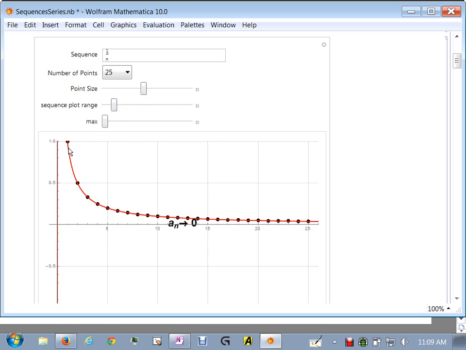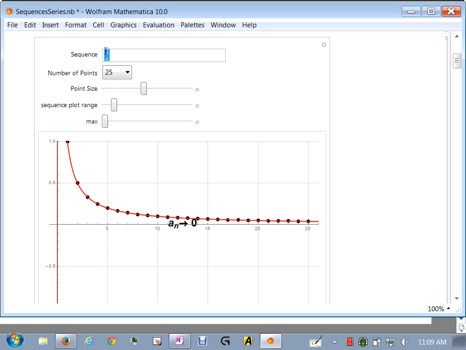So we plugged in 1, we got 1. We plugged in 2, we got a half, and then a third, and then a fourth. So you can see this one converges, right? These get closer and closer to 0. They're kind of following this red line a little bit. But the black dots represent the sequence. The red line's just there as an aid.